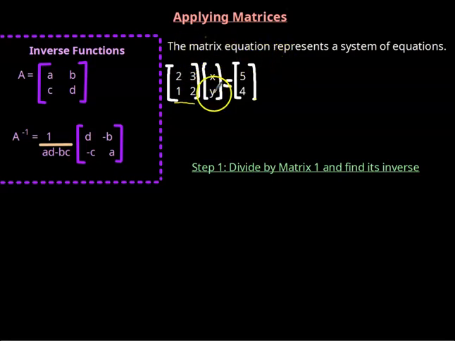So notice our goal is to get x and y by itself. It's being multiplied to that first matrix. So notice step one, I put down to divide by matrix 1. So what I'm going to do is eliminate it and get x and y by itself by dividing both sides by this first matrix I have. Whatever I do to one side, I do to the other.